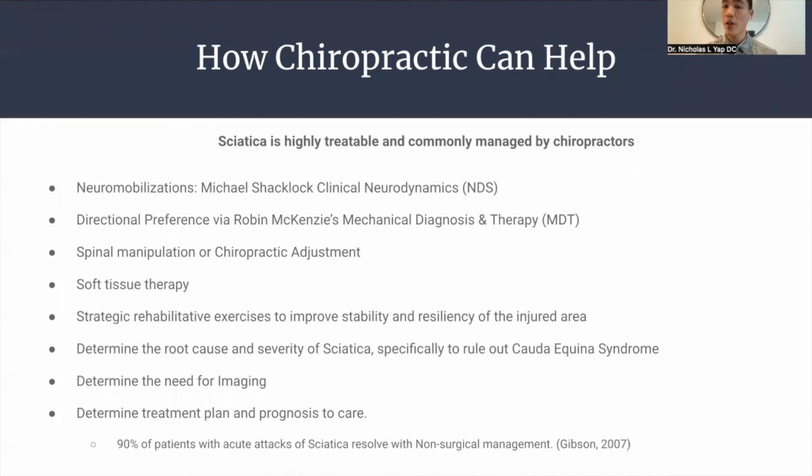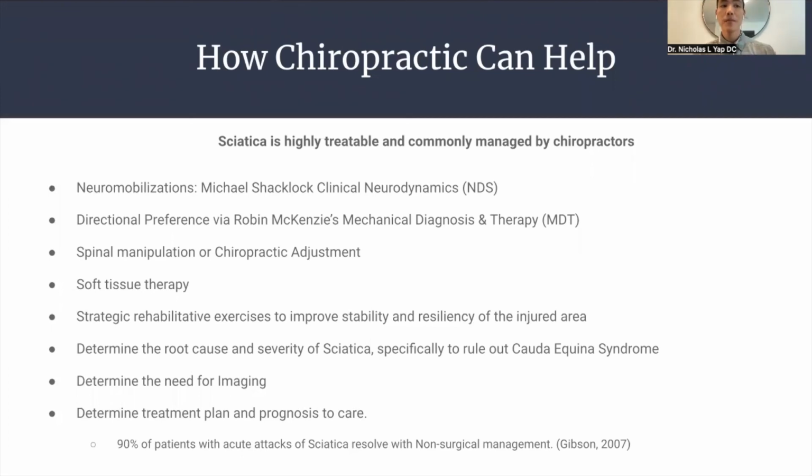Along with all those therapies that we offer here at Total Body Health, we also help determine the root cause of your sciatica, specifically to rule out Cauda equina syndrome, as we screen that in all of our patients that come through. We also help determine the need for imaging studies. If imaging is required, we tend to start with an X-ray followed by an MRI as a diagnosis for a lumbar disc herniation, since an X-ray itself is not enough to definitively diagnose a disc herniation.